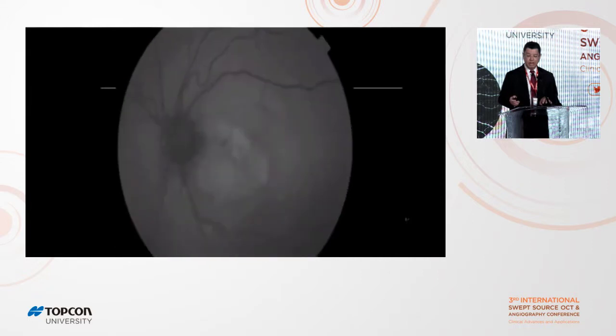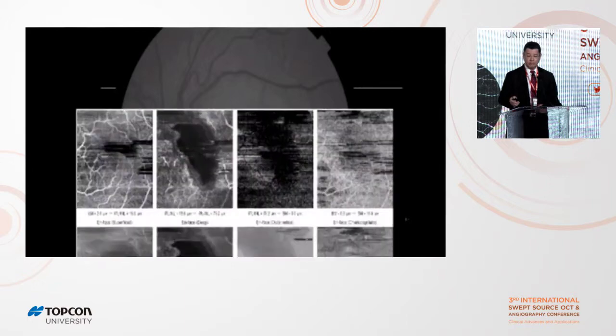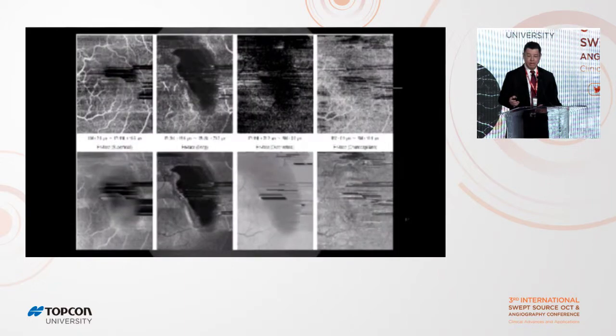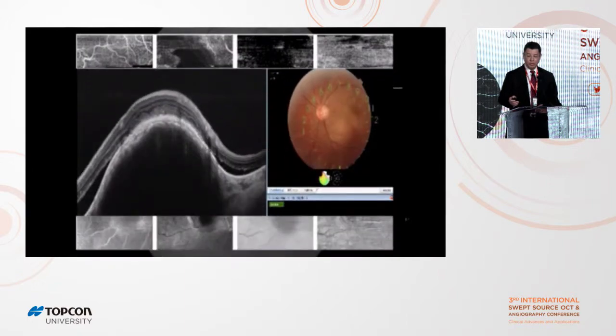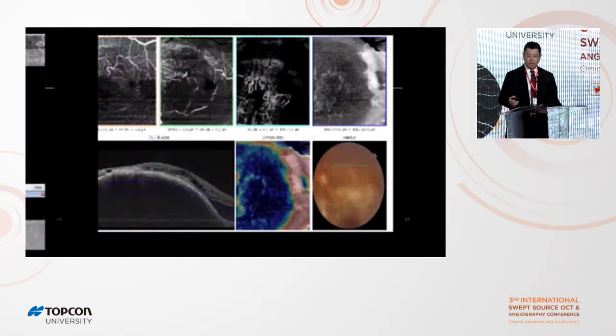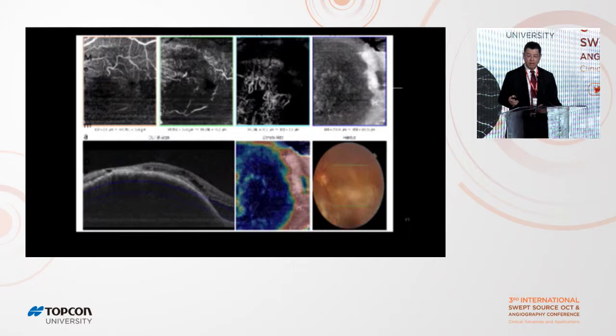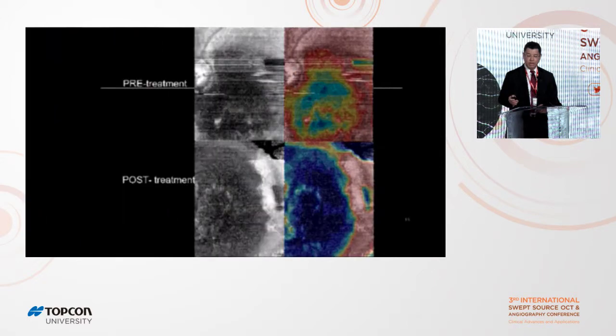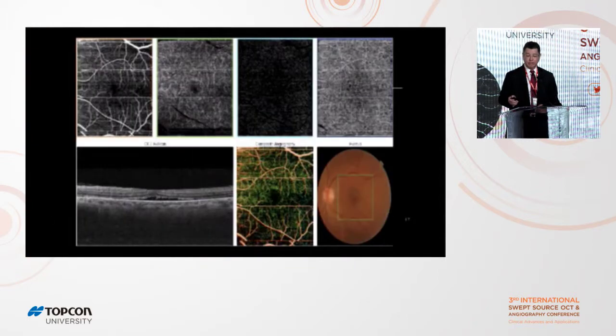This is again another lesion that shows hyper-autofluorescence on the autofluorescent image. And here we see the lesion with subretinal fluid, the typical characteristics that we mentioned, and the vessels in the tumor. And then after treatment, the vessels will decrease in reflectivity because of the treatment.